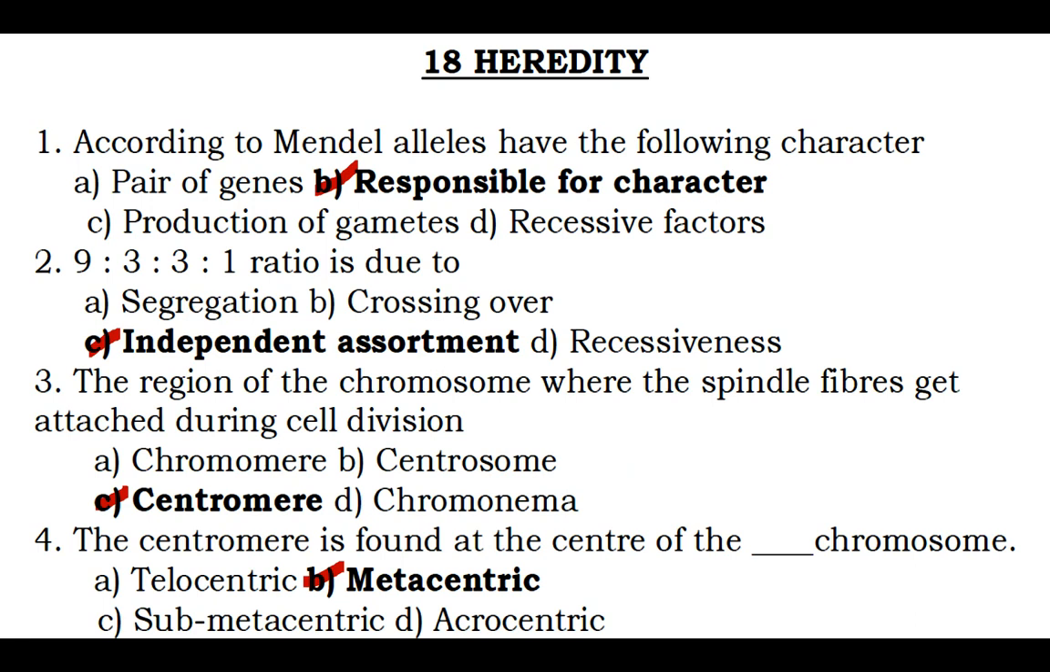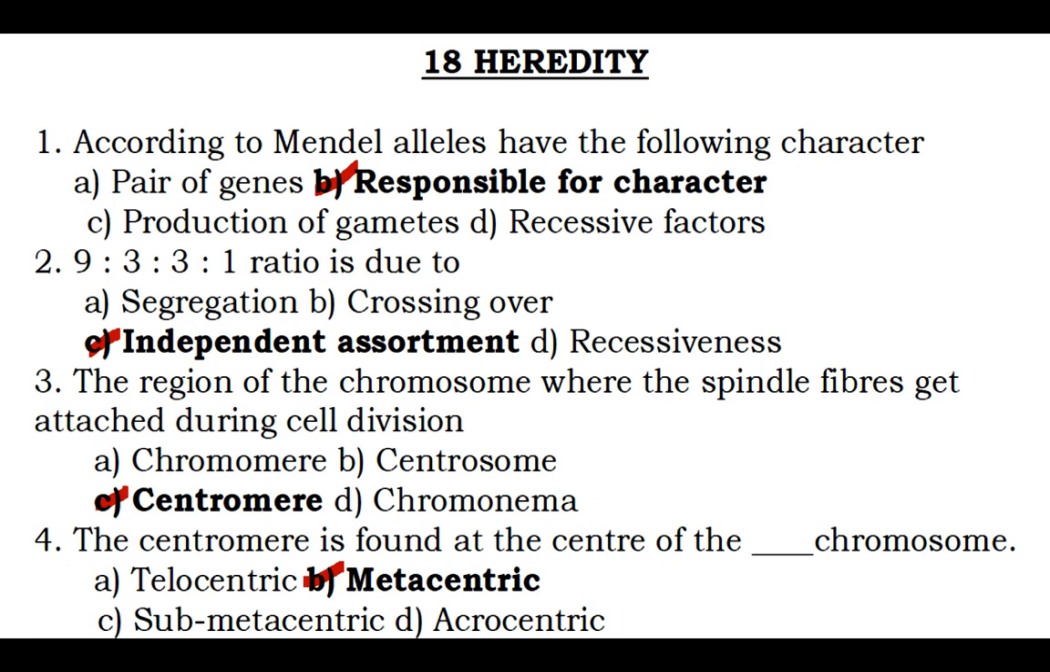18th lesson, heredity. Question number 1. According to Mendel, alleles have the following character. Option B, responsible for character. Question number 2. 9:3:3:1 ratio is due to option C, independent assortment.